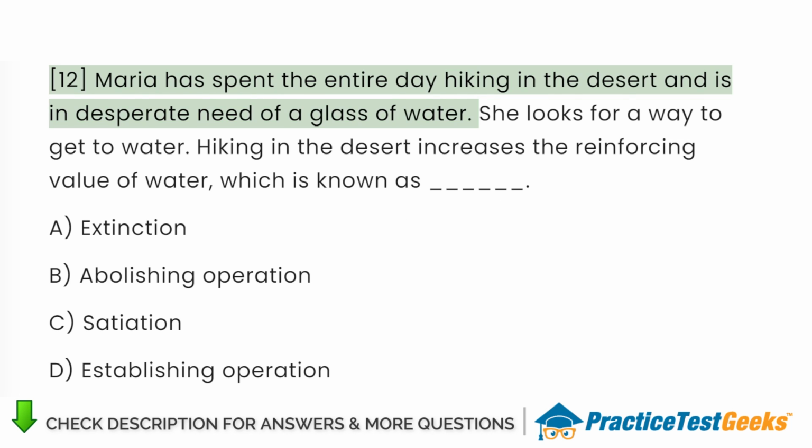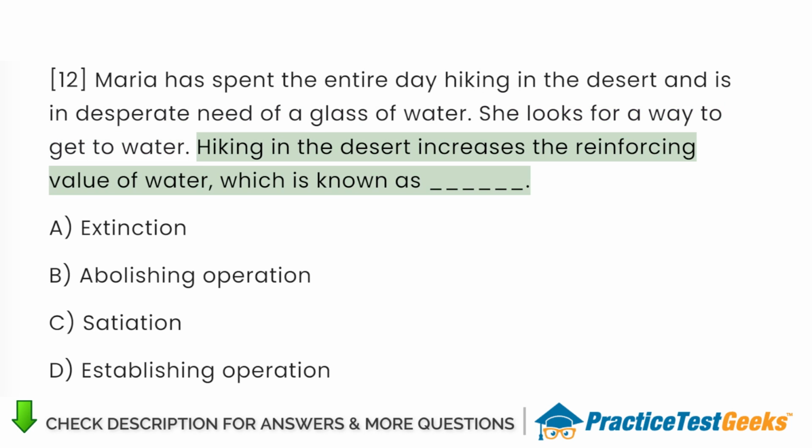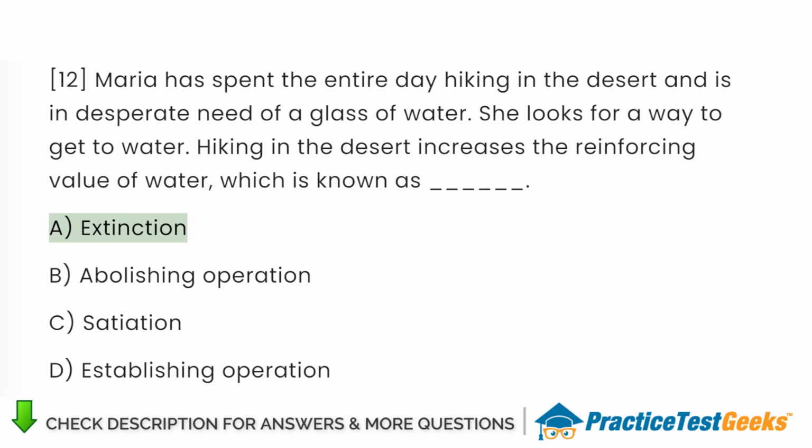Maria has spent the entire day hiking in the desert and is in desperate need of a glass of water. She looks for a way to get to water. Hiking in the desert increases the reinforcing value of water, which is known as A. Extinction. B. Abolishing operation. C. Satiation. D. Establishing operation.